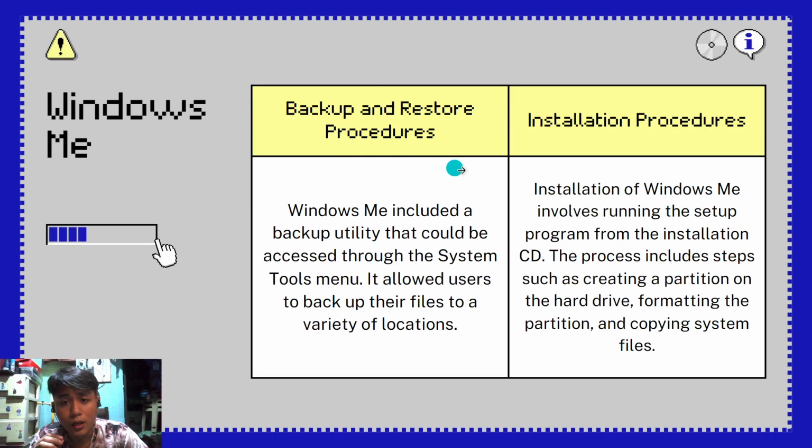Next is backup and restore procedures. Windows ME included a backup utility that could be accessed through the System Tools menu. It allows users to back up their files to a variety of locations.